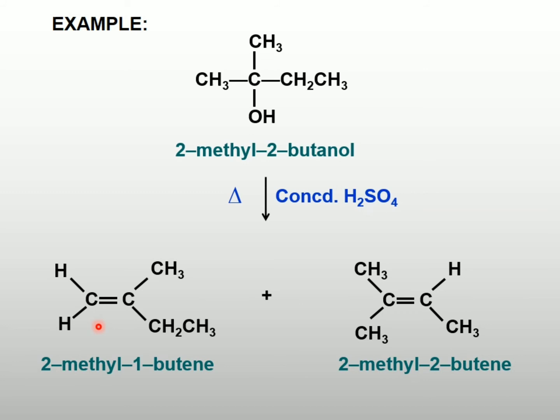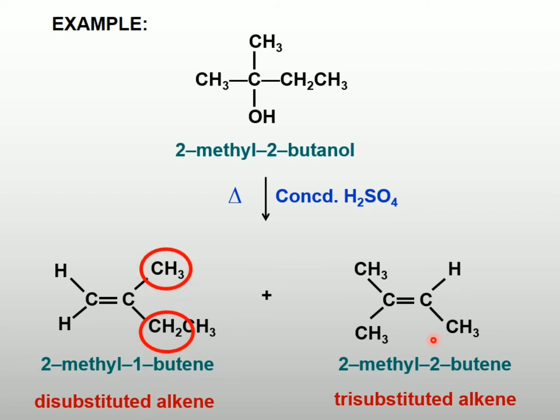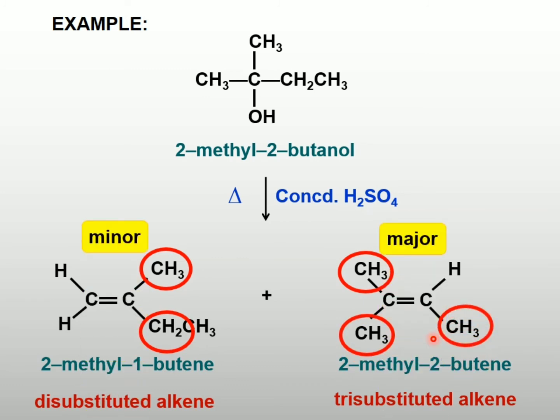So now how can we determine which is major and which is minor? It will depend on the number of substituents bonded to the carbon-carbon double bond. So for 2-methyl-1-butene, I have two substituents, so it's a di-substituted alkene. And for 2-methyl-2-butene, I have 1, 2, 3 substituents, so it's a tri-substituted alkene. So the tri-substituted alkene will be my major product, and 2-methyl-1-butene will be my minor product.